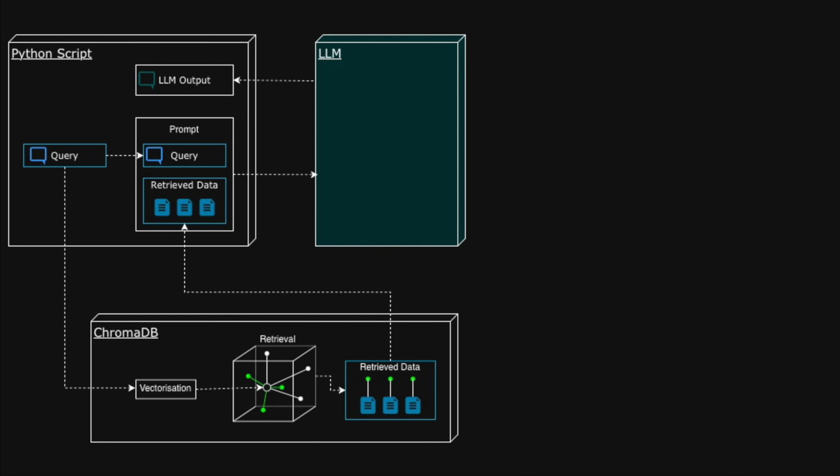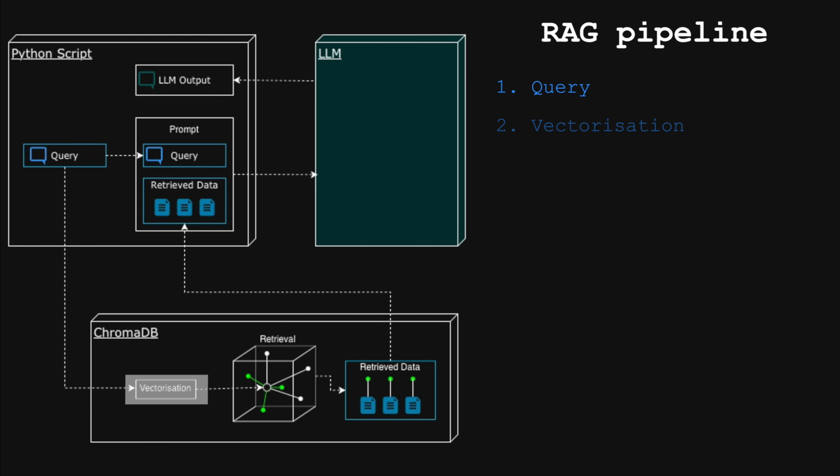This diagram shows how a Python script, a local LLM, and Chroma DB work together to form a simple retrieval-augmented generation pipeline. Everything starts with the Python script. This is the main control layer of the application. The user enters a query here, which is sent through the script to the rest of the system. The script first connects to Chroma DB. The query is converted into an embedding. That's the vectorization step shown here. Chroma takes that vector and performs similarity search against its stored embeddings.